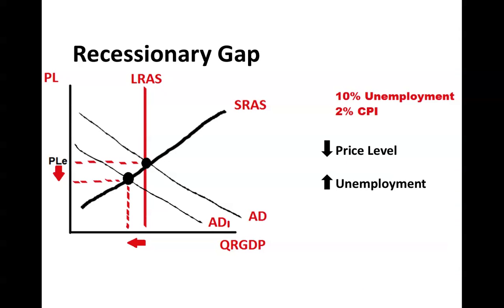Now we can apply these policies to different economic gaps. One such gap would be a recessionary gap. A recession occurs when there is a negative change in aggregate demand, causing a decrease in the price level and an increase in unemployment. Therefore, a recessionary gap is characterized by any unemployment percentage above 5% and any CPI percentage under 3%, such as if there were 10% unemployment and 2% CPI.